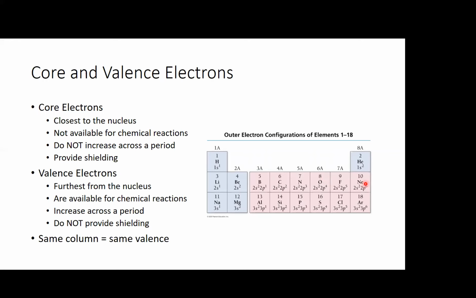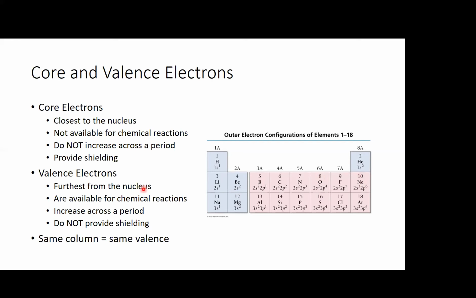Each of these has a 1s2 that comes before this 2 right here. So this would be 1s2, 2s1, 1s2, 2s2. That 1s2 stays the same as we go across. So the 1s2 is the core electrons. Core electrons do not increase from left to right across the periodic table. Valence electrons do. In this first column, there's 1. Here there's 2. Here there's 3, 4, 5, 6, 7, and 8.